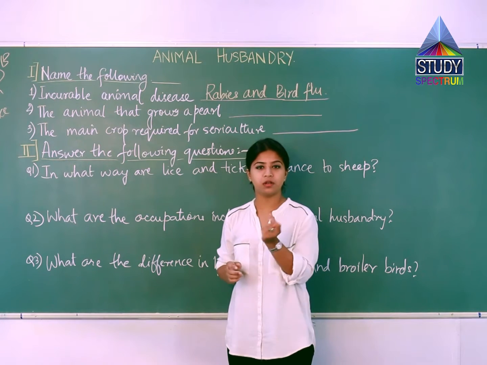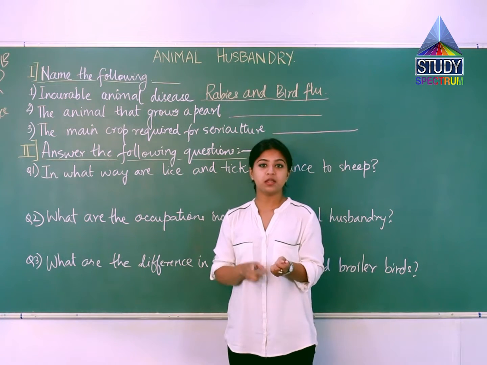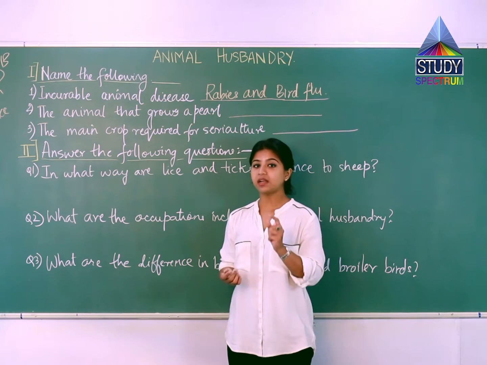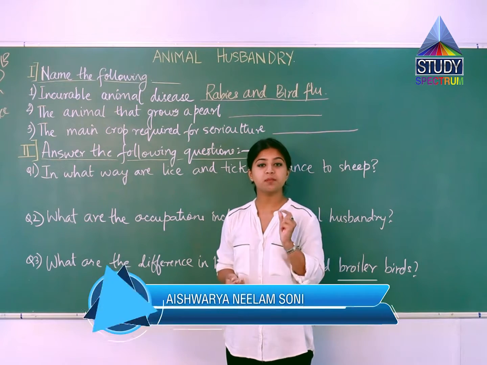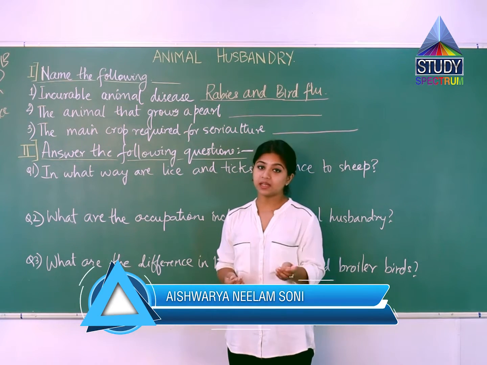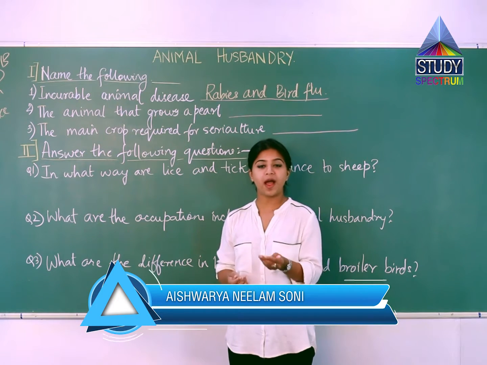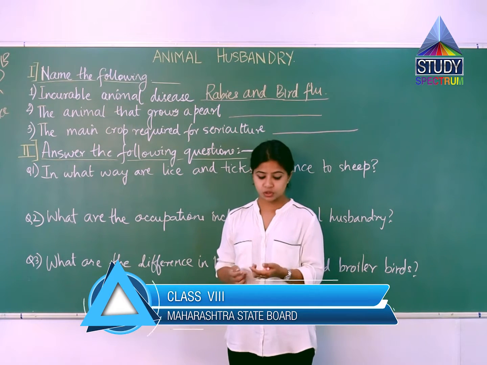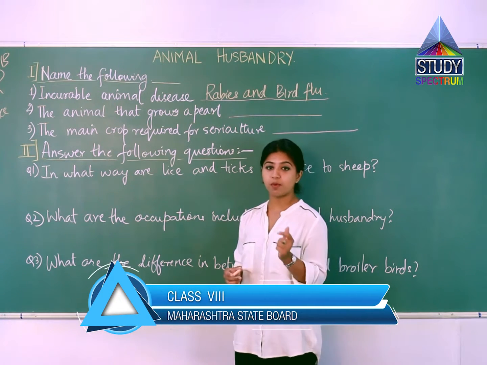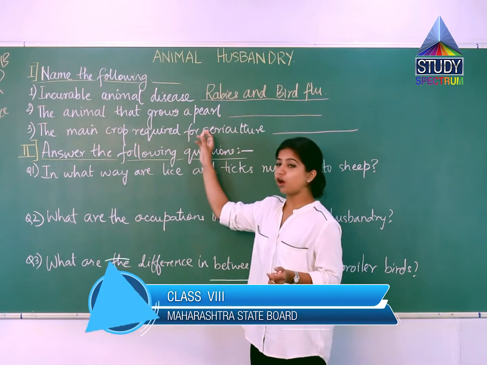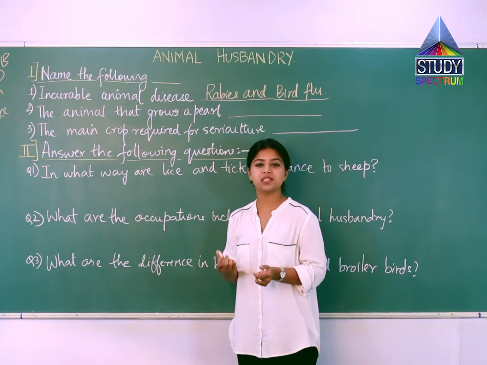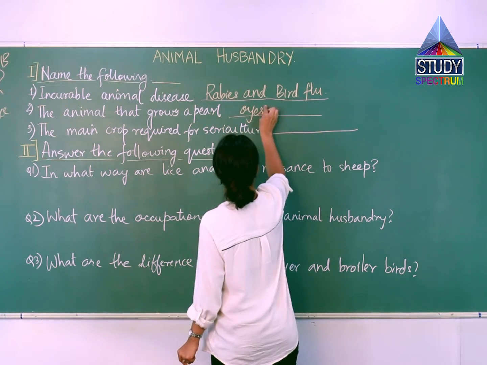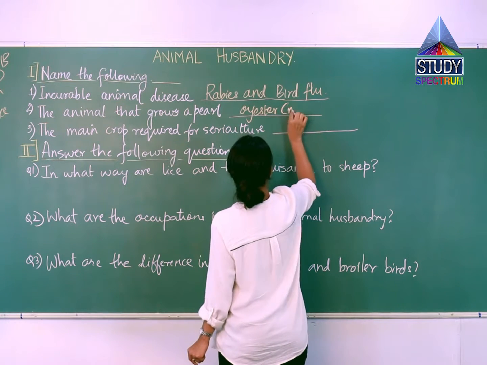So the next is the animal that grows a pearl. Where did we learn this pearl? The pearl word came in the section of pearl culture. So in pearl culture we learned how the oyster was the marine animal that was related to form the pearl by just one granule of sand being entered in its body. So we learned that the animal that is responsible for the growth of a pearl in its shell is known as the oyster. And the oyster is a marine animal.